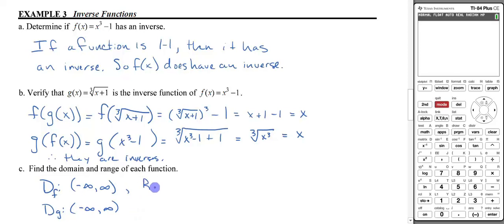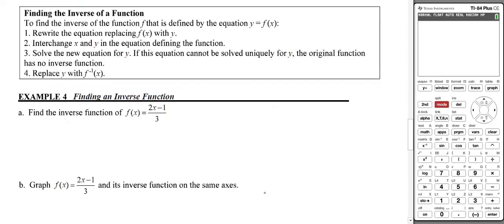Now the range for f, we stated above, the range for f is the same as the domain for its inverse. So it's negative infinity to positive infinity. And the range for g is going to be the domain of its inverse, the domain of f. So all of these end up being negative infinity to infinity, all real numbers for domain and range for each function.